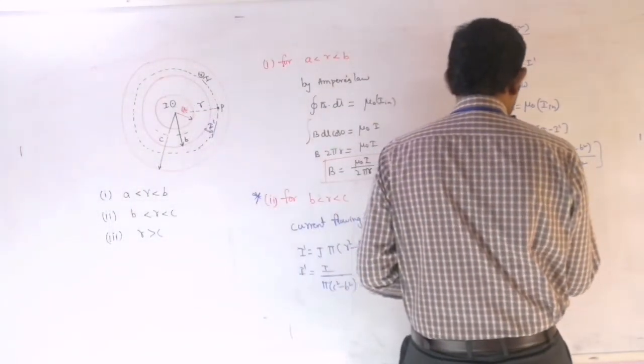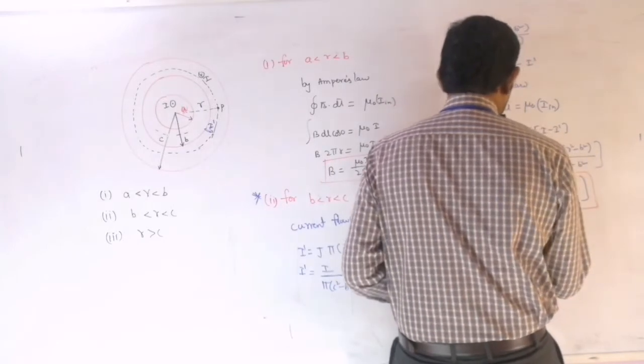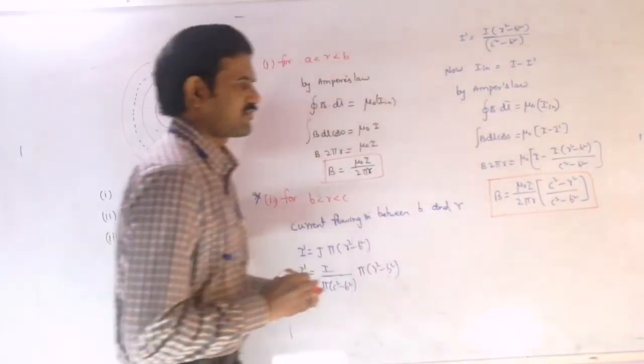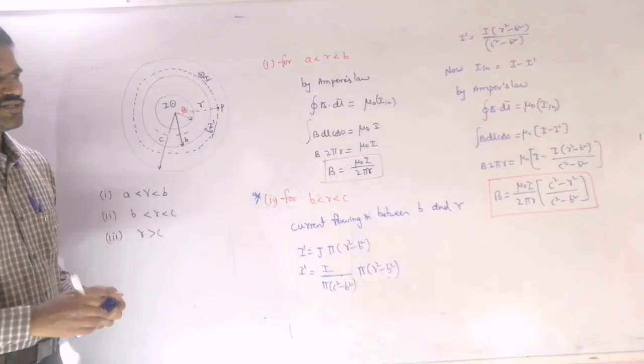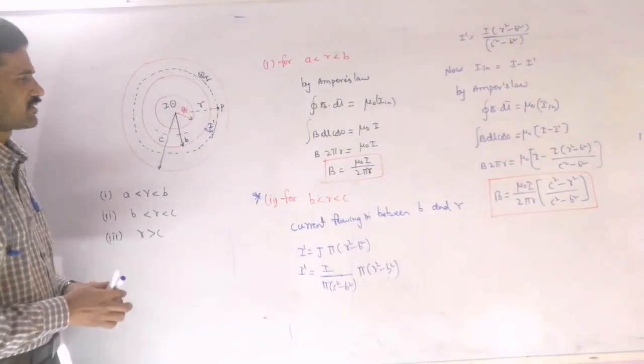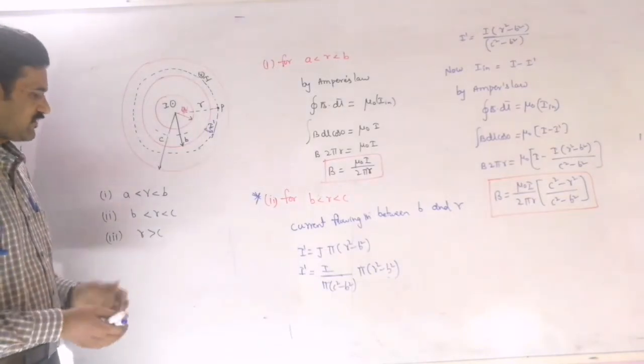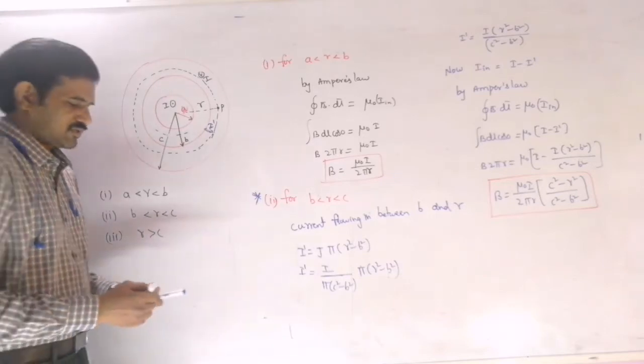So this expression is important. Sometimes they will ask this question directly: the magnetic field at that region. So that is the magnetic field for that point there. And our next question is for this point here, for the external point.